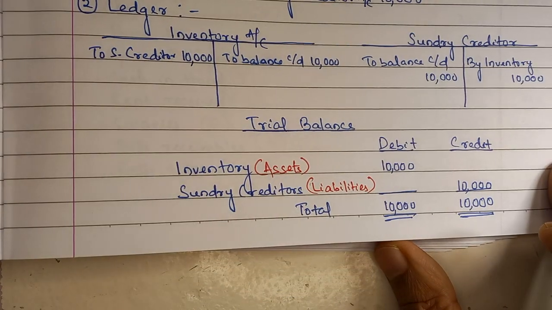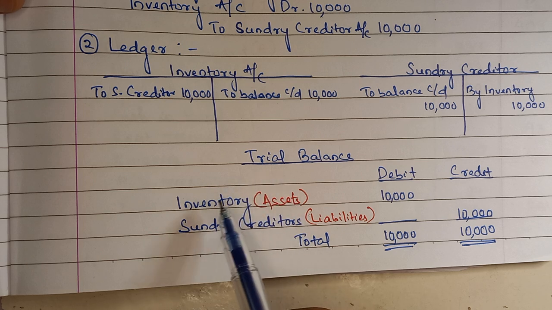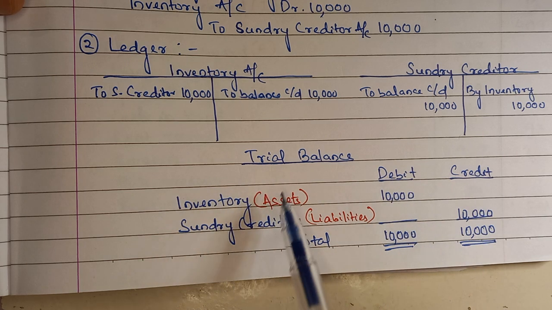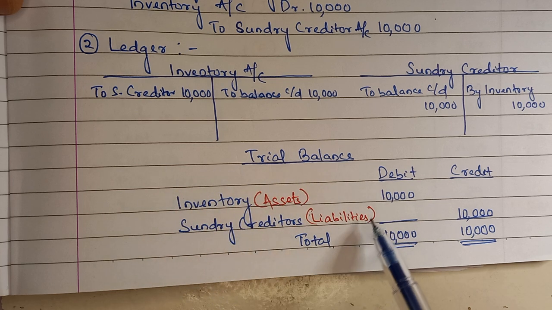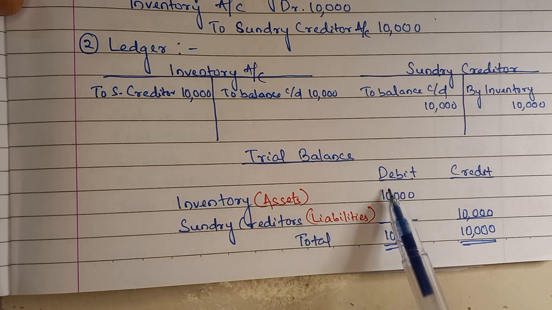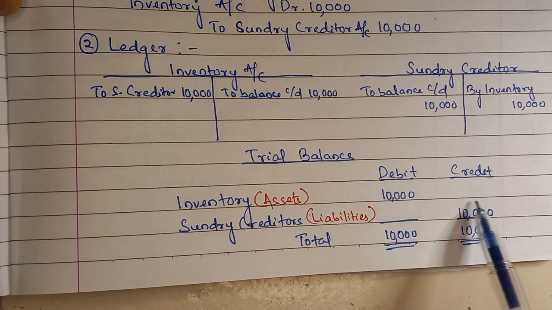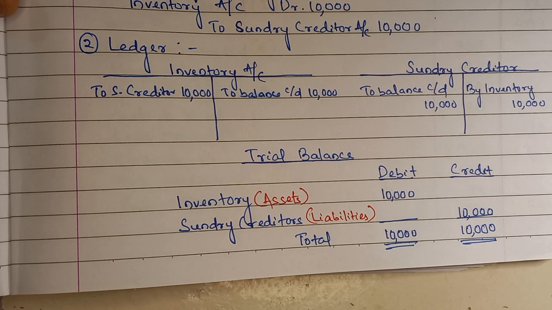So what trial balance are you going to prepare now? When you prepare the trial balance, you have to write debit balances and credit balances, and then write the particulars, or the nature of the business transactions you had. Inventory is an asset, hence debit 10,000. Sundry creditors is a liability, hence you write it in credit, 10,000. The total is 10,000 and 10,000. Every time this amount has to tally, otherwise your trial balance is not correct.